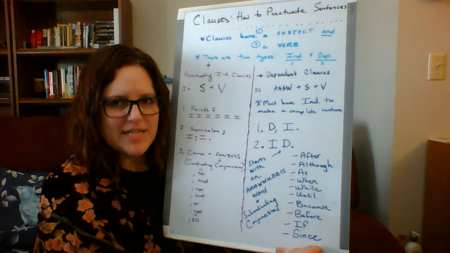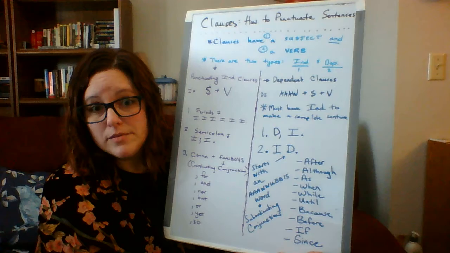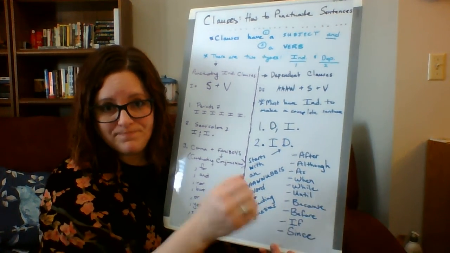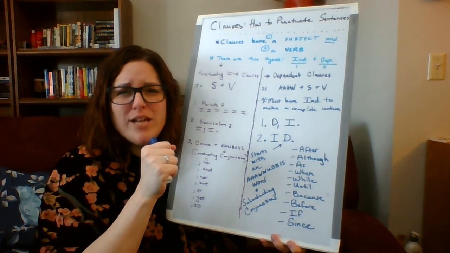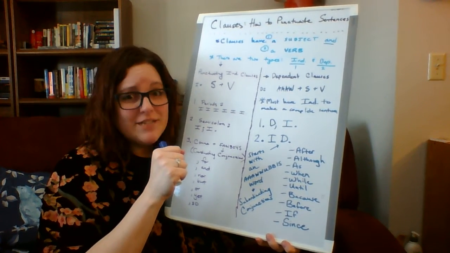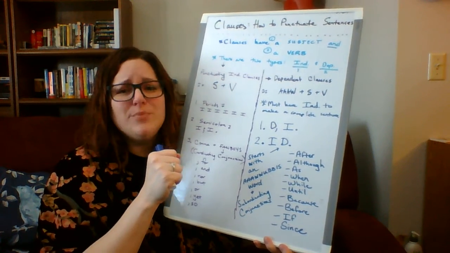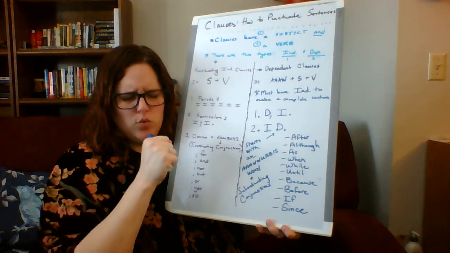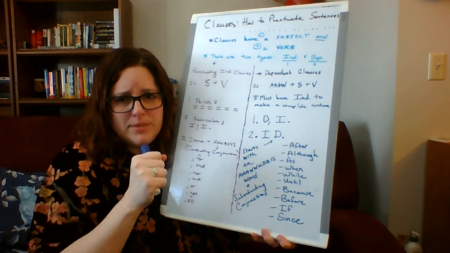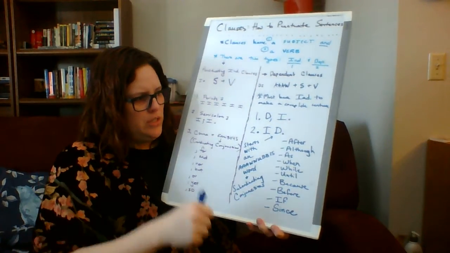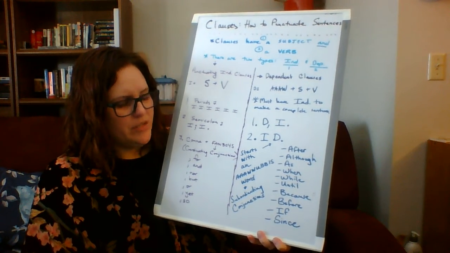Here is the song to help us remember the AAAWWUBBIS words that start dependent clauses. It goes like this. After, although, as, when, while, until, because, before, if, since. AAAWWUBBIS rolls off the tongue. Woo. These make all my dreams come true because they're making dependent clauses.